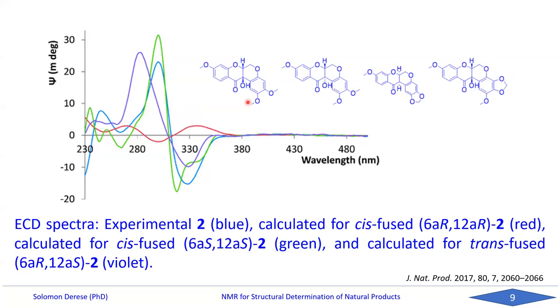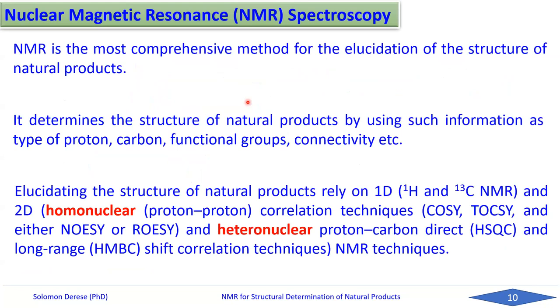So my focus today is on NMR. The reason I brought these other ones up is because, in addition to NMR, there are other techniques one can use in determining the structure of a natural product. It's very important that you have access to these resources and get relevant information about the structure of the molecule. Of course, NMR is the most comprehensive method for determination of the structures of unknown compounds.